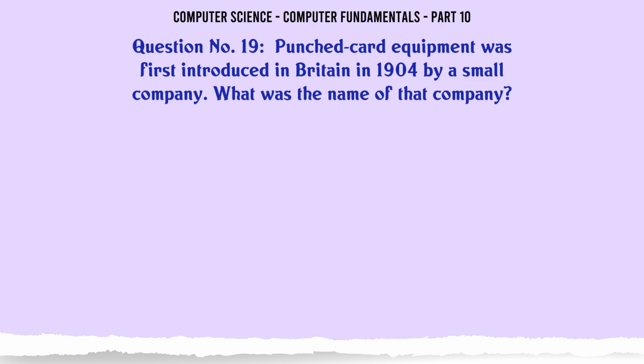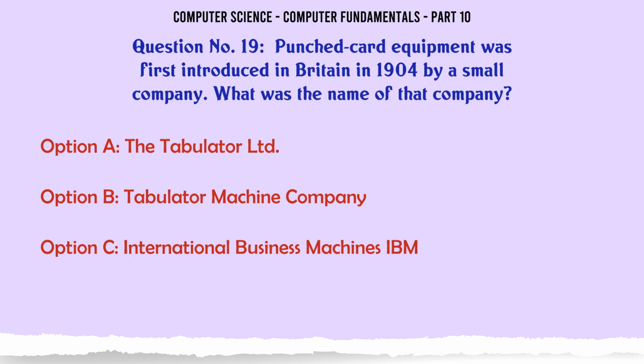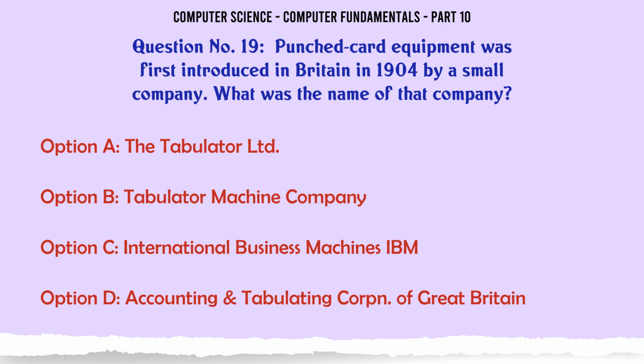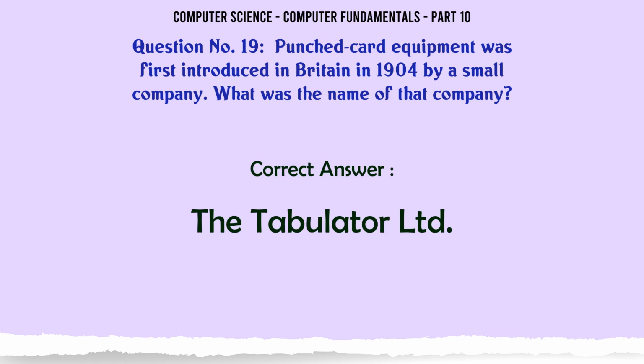Punched card equipment was first introduced in Britain in 1904 by a small company. What was the name of that company? A. The Tabulator Limited. B. Tabulator Machine Company. C. International Business Machines IBM. D. Accounting Tabulating Corporation of Great Britain. The correct answer is the Tabulator Ltd.